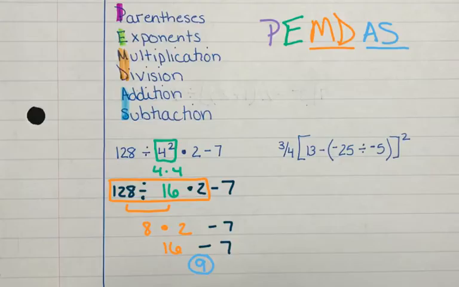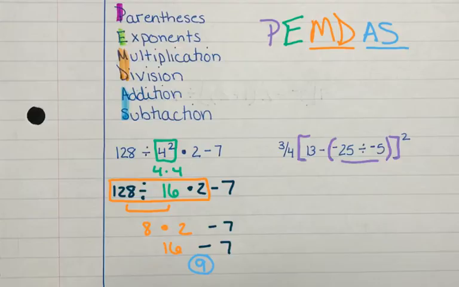Okay, let's move on to our next example. So we're going to start by determining if we have parentheses. The answer to that is yes. I actually have 2 sets of parentheses. Brackets represent parentheses, and then we have our normal parentheses. So when we have 2 sets of parentheses, we work from the inside out. So that means I'm going to start with the innermost set of parentheses. So that's going to be this negative 25 divided by negative 5. That's what I need to do first.